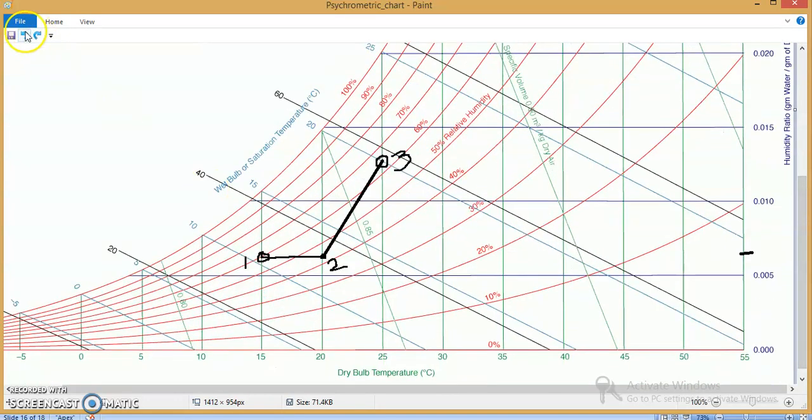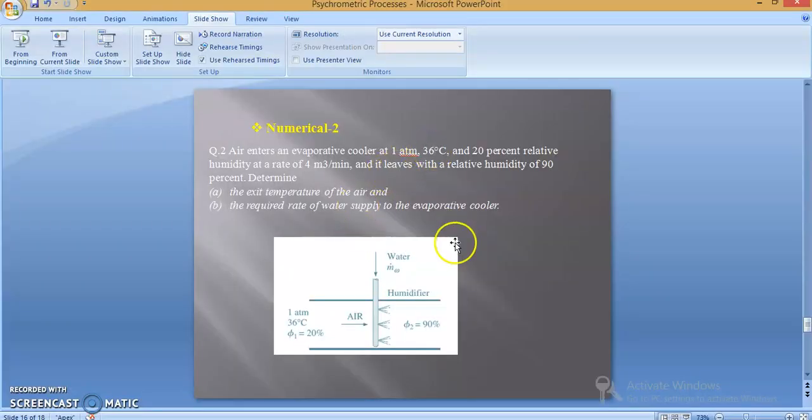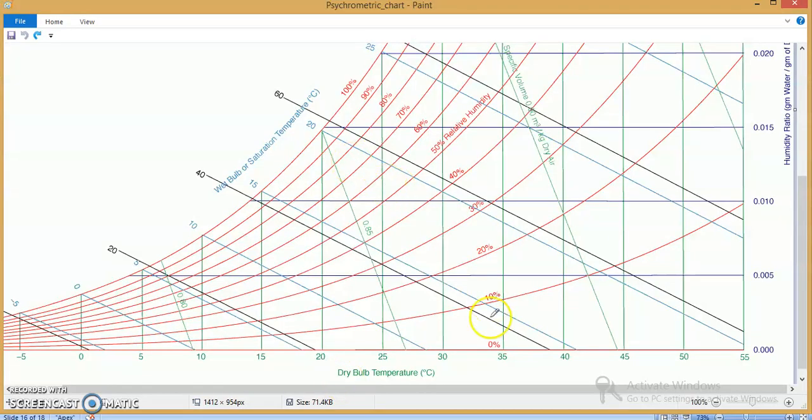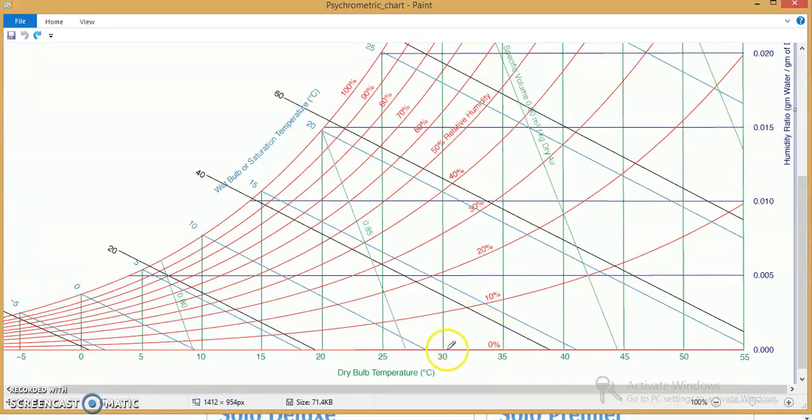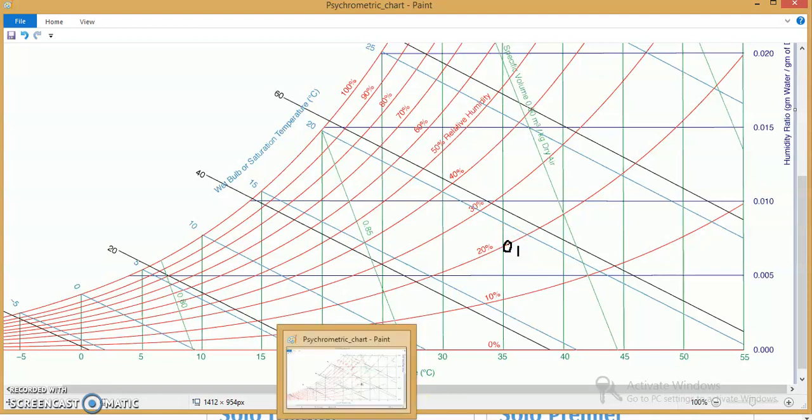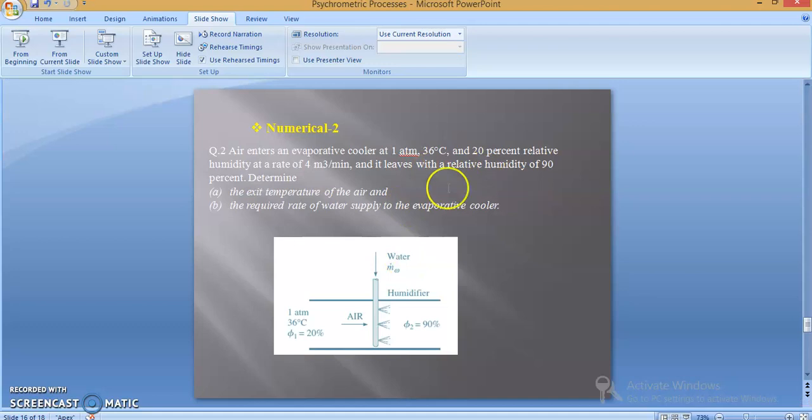First plot is on the psychrometric chart. The given condition is 36 degrees Celsius and 20% RH. So you can plot your point here, point 1, and this air is then humidified in the humidifier up to 90% RH.